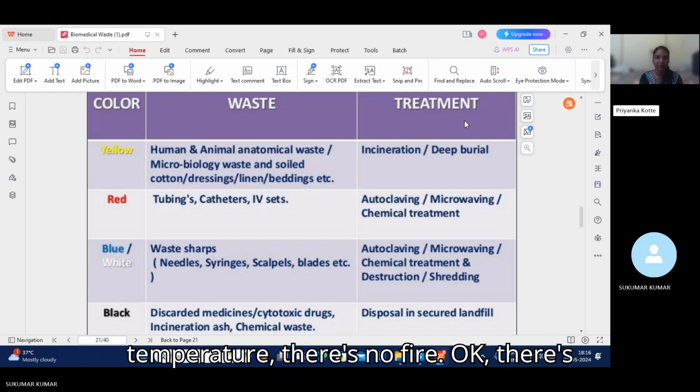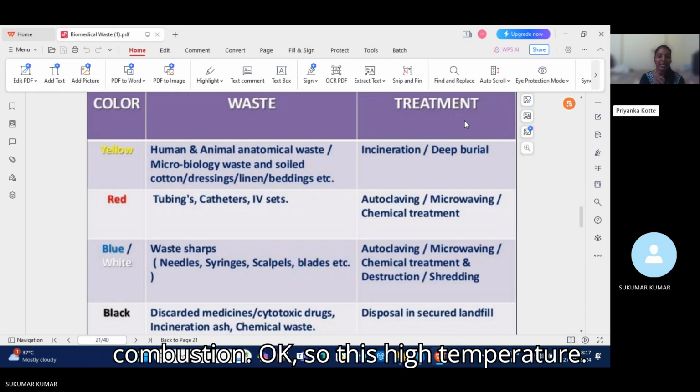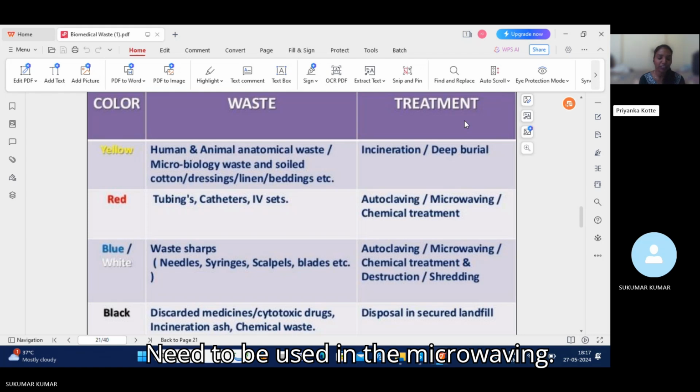There's no fire, but you can see the bread. If you put the dough into the microwave oven at a certain temperature, it becomes bread or a cake. But if you keep it a little longer than the specific time, it becomes burnt. Similarly, the same thing happens. That is the effect of combustion. So this high temperature needs to be used in microwaving.